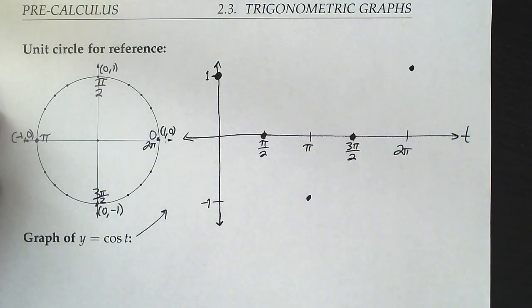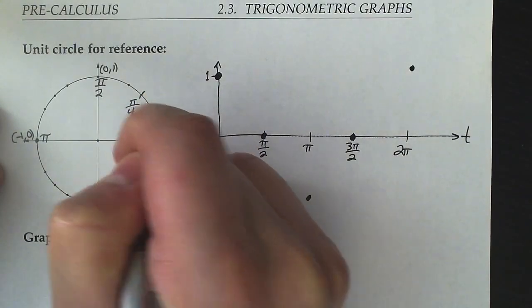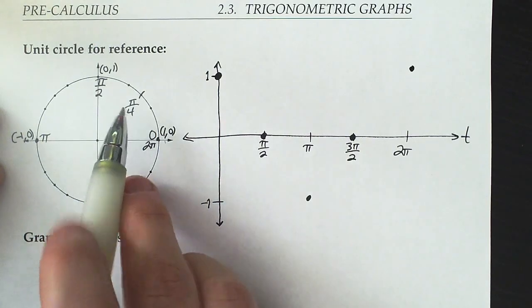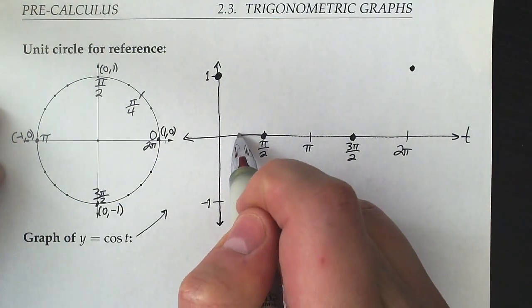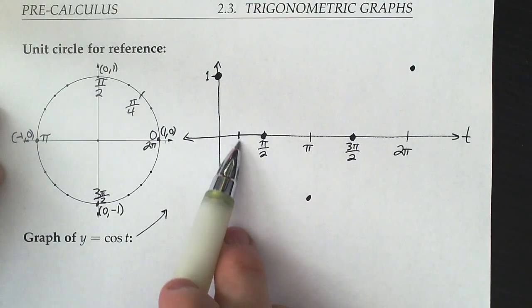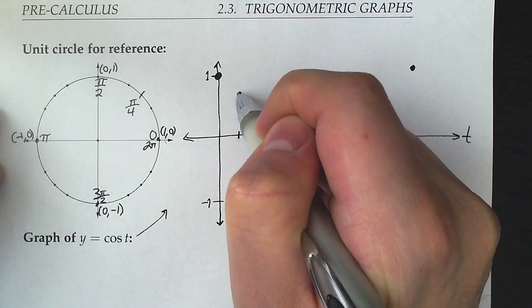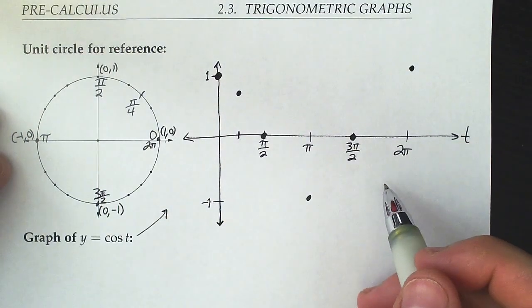But before we connect it with sort of a smooth curved line, let's add a couple of extra points. So pi over 4, you know that cosine of that is square root of 2 over 2. We said that's around 0.7. So pi over 4 would be around here, and I want to draw a point at around 0.7. Doesn't have to be perfect, but we're just getting the idea across.